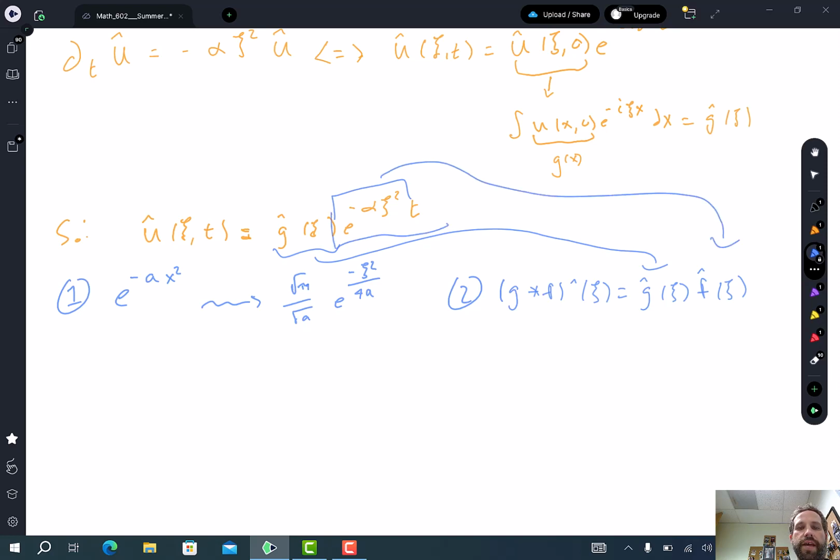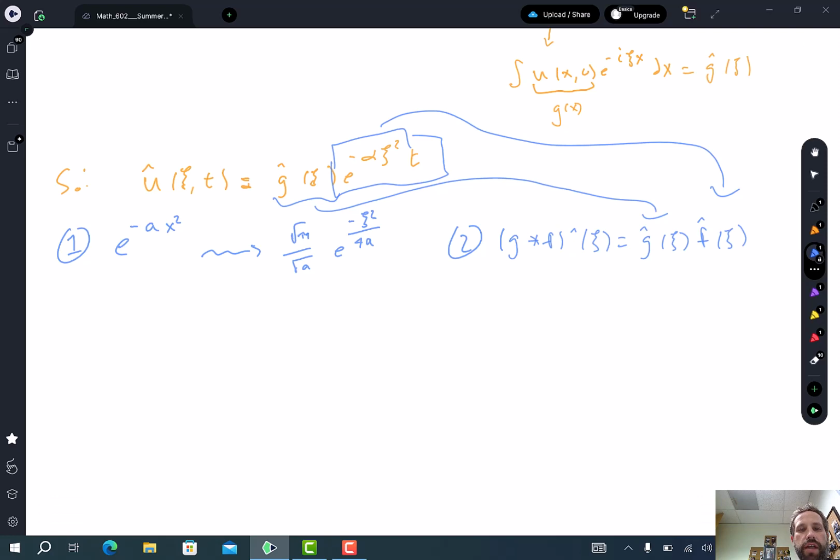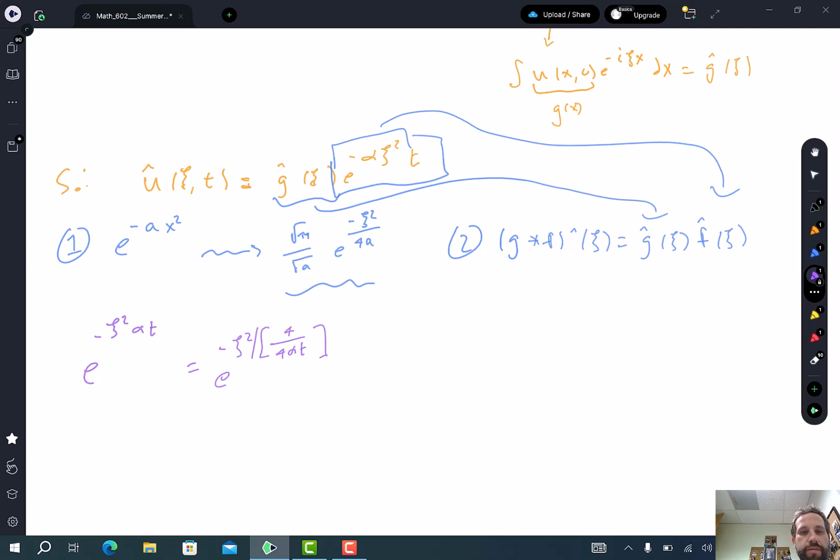In other words, I need to find, if that's my f hat of c, I want to use my first identity to find f of x. So the first thing is I need to make it look a little more like this. To do that, I'm going to rewrite e to the minus alpha c squared t so that I have c squared over something. So this is going to be e to the minus c squared divided by 4 alpha t. The reason I'm doing a 4 is because there's a 4 there. So now I see that a is going to be 1 over 4 alpha t.